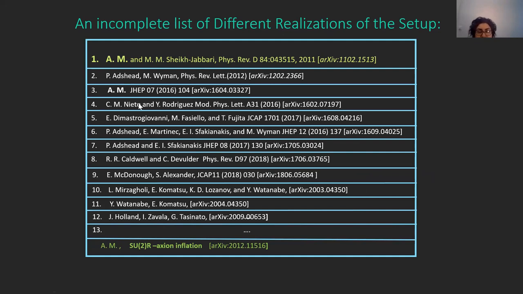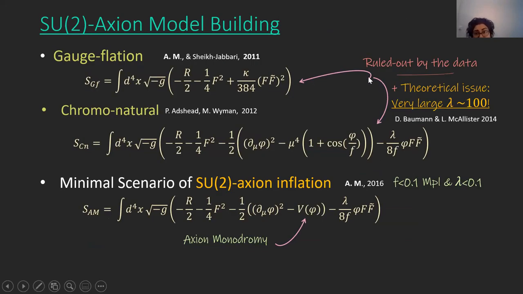Gauge-flation and chromo-natural are ruled out by the data. And the reason is that this parameter kappa in gauge-flation, which is related to lambda in chromo-natural, both of the scenarios require a large value for lambda or kappa. So lambda should be around 100 and more. That will provide lots of gravitational waves, which is now ruled out by the cosmological data by Planck.